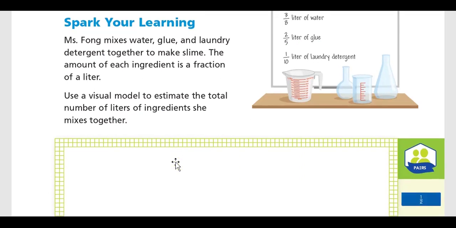So we need to estimate. If we estimate these numbers, 3 over 8, we know that 4 over 8 is half. So we know 4 over 8 is equal to half. So this is close to 1 over 2, half. Also 2 over 5 is close to half.